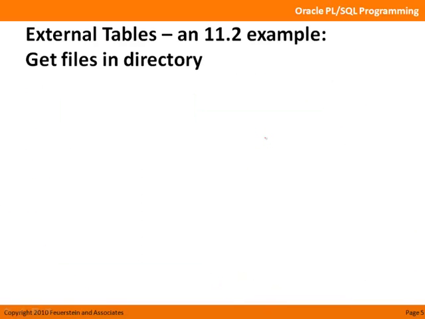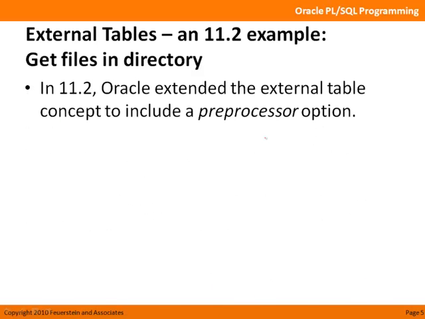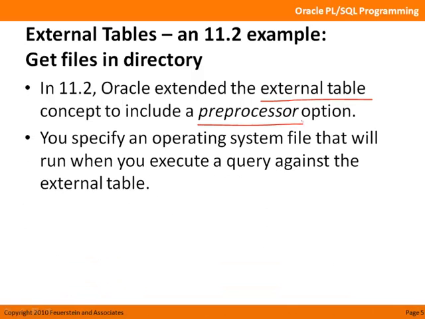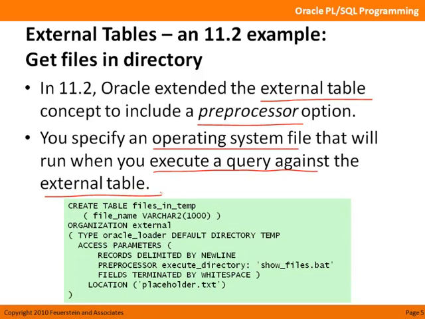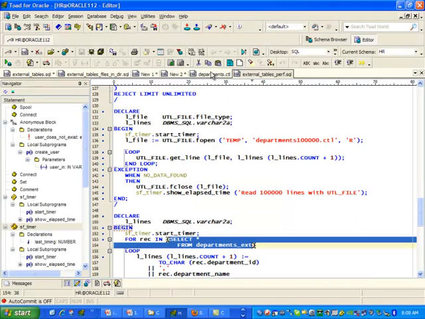But it gets better. Let's take a look at what you can do in 11.2. In Oracle 11.2, Oracle extended the external table concept to include the idea of a preprocessor. And the preprocessor is basically an operating system file that will run when you execute a query against the external table. You can actually kick off a process. One of the things you can do, and the demonstration I'll give you here, is that you can get the files in a directory. This is something that has not been available through utilfile ever, and probably will not be, now that you can do it with an external table. So I want to find out the names of all the files in my directory. Let's take a look.